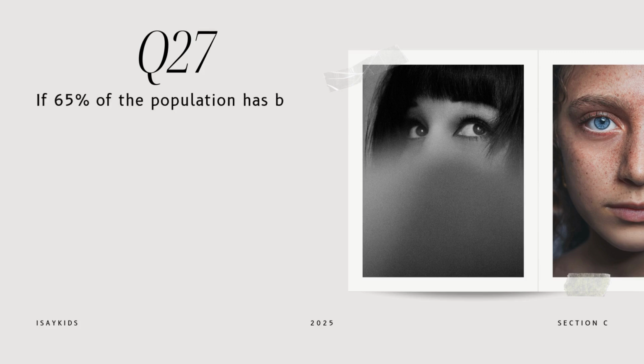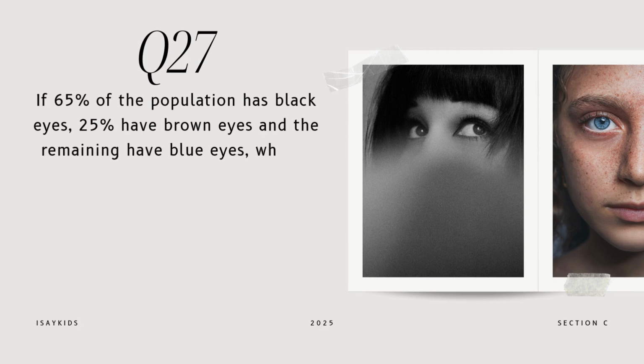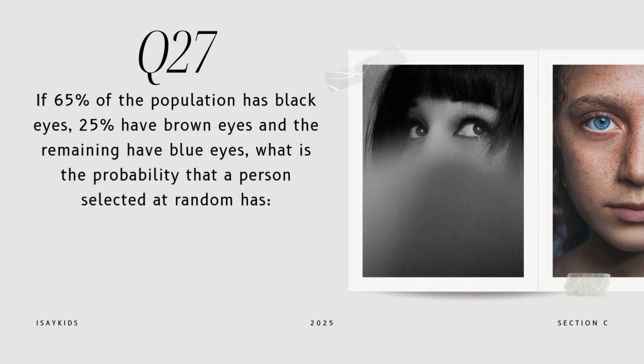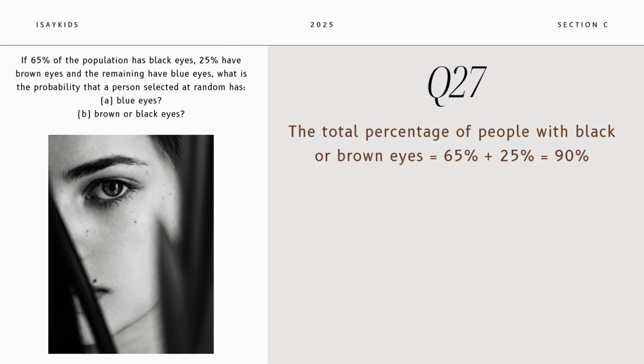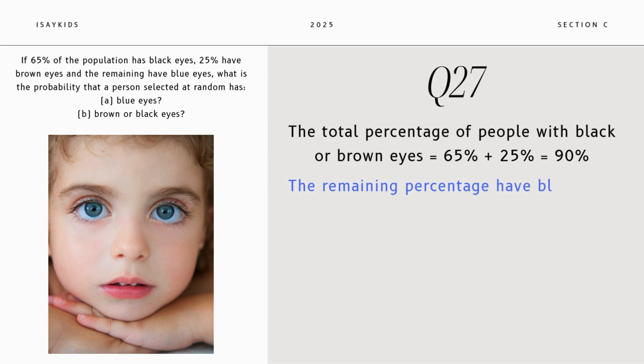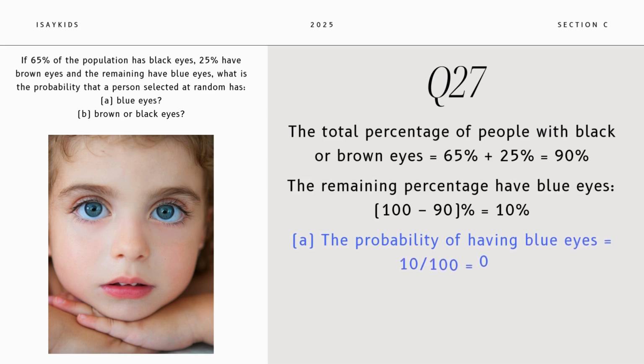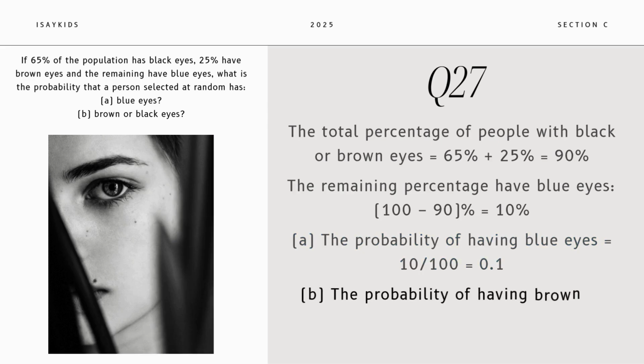If 65% of the population has black eyes, 25% have brown eyes, and the remaining have blue eyes, what is the probability that a person selected at random has blue eyes, brown, or black eyes? The total percentage of people with black or brown eyes is 90%. The remaining percent have blue eyes, so 10%. The probability of having blue eyes would be 10 upon 100, that is 0.1. And the probability of having brown or black eyes would be 90 upon 100, that is 0.9.